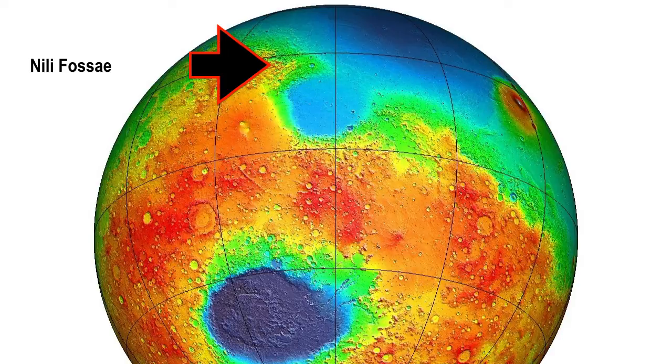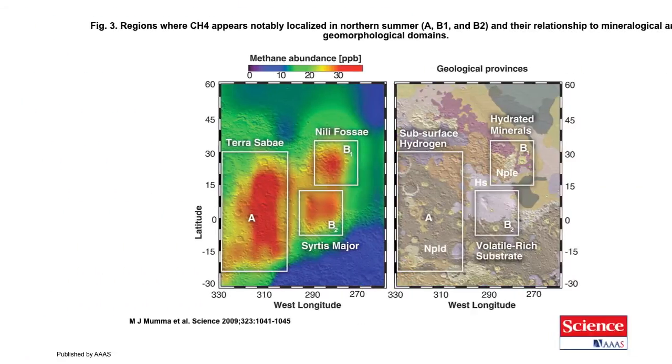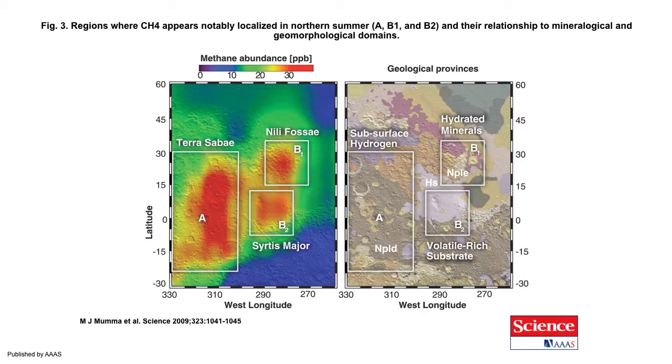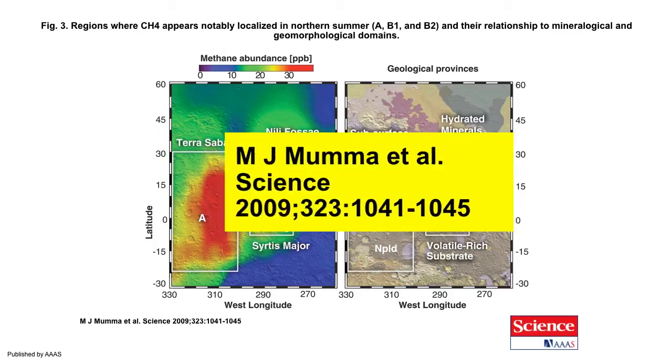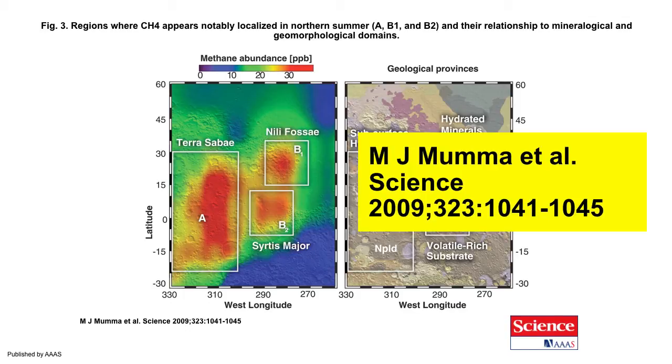And this particular formation, Nili Fosse, has an additional atmospheric phenomenon that is important for us. Here's a close-up of it. The Nili Fosse, the Syrtis Major, Terra Sabe, what they found in this area is methane. Okay, these bright red areas here. That means that you've got 30 parts per billion of methane in the atmosphere.